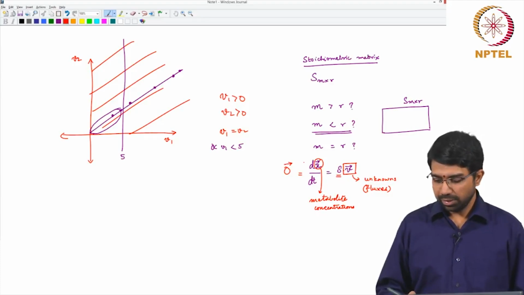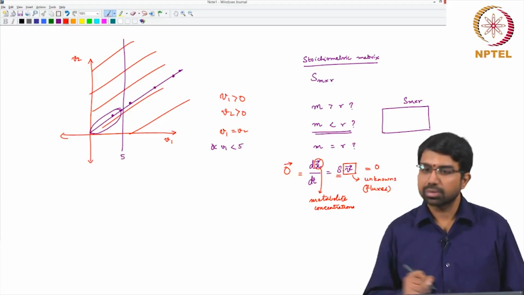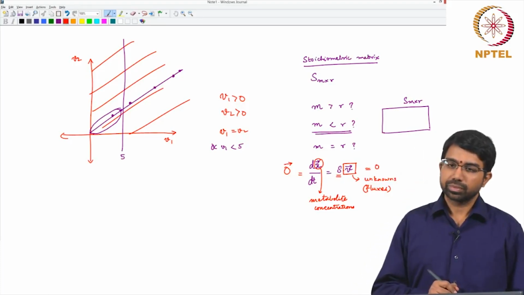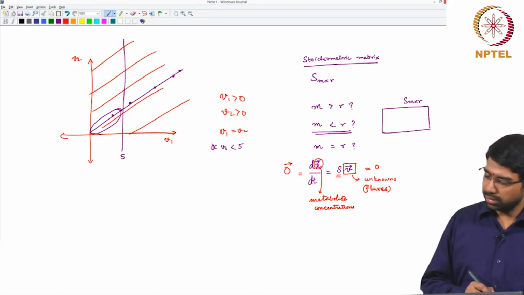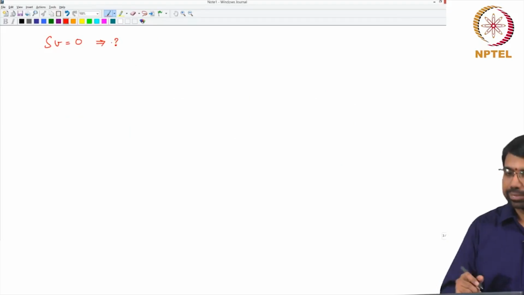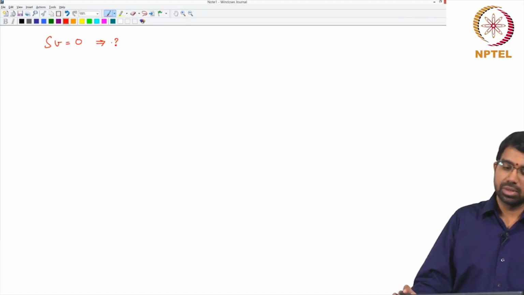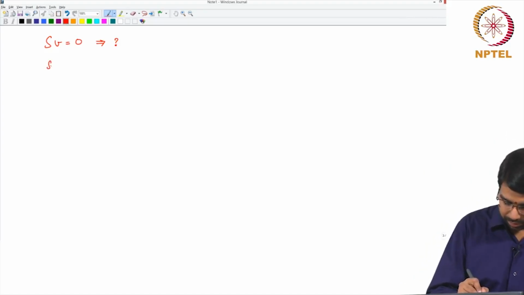Is that right? So, what does that mean? It means that SV equals 0. What does this mean? What does SV equal to 0 mean? It is a system of linear equations.